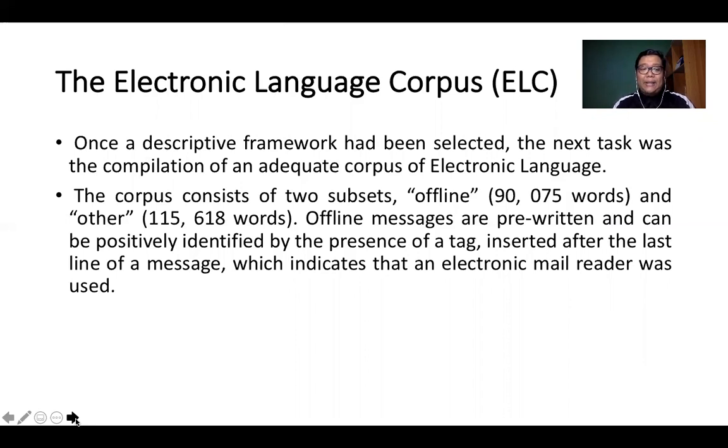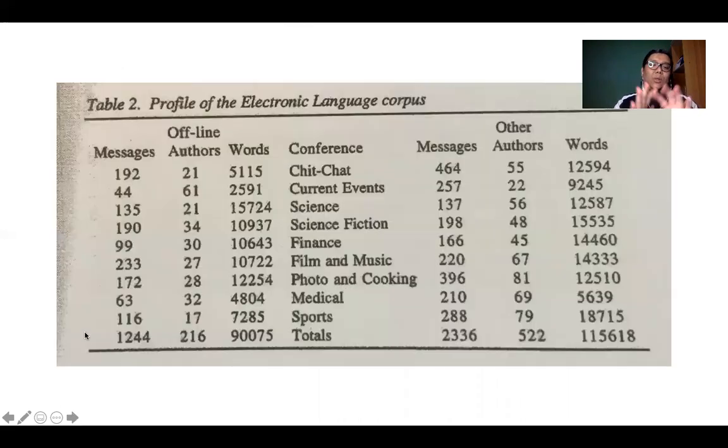Offline messages are pre-written and can be positively identified with the presence of a tag inserted after the last line of a message, which indicates that an electronic mail reader was used for that one. So just take a look at the corpora used in this study. If we are to look at the findings, you could see here that there are different categorizations for the conferences. So discourses may be about chit-chats, current events, science, science fiction, finance, film and music, photo and cooking, medical, and sports. And then you could also take a look at this one, offline, messages, authors' words, and then we also have the other set of corpus used in the study.